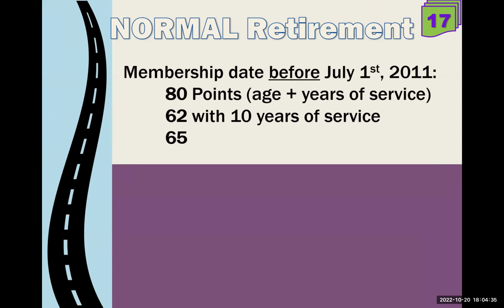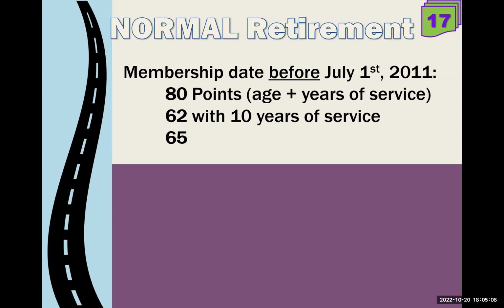So for those of you whose membership began before July 1st, 2011, there's more than one way to reach normal retirement. The criteria for normal retirement is 80 points, which is based on your age and your years of service added together. Now, the great thing about the 80-point system is that there is no age limit. So we've had members that were age 48 with 32 years of service who were able to and did take a normal retirement because they had achieved the 80 points.